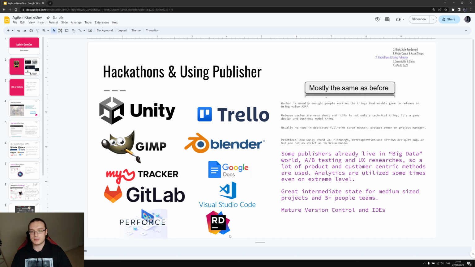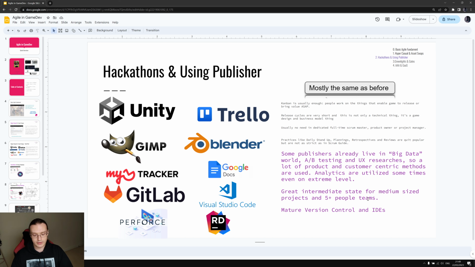Plus, on top of that, lots of publishers are already living in a whole other world. They are living in the world of big data. They are living in the world of A/B testing and user research. So, as I've mentioned, customer-centric methods are used, and analytics are utilized sometimes even on a very, very extreme level. From my experience, the majority of very extreme level analytics were done when working with a publisher, because they are actually specializing in that.